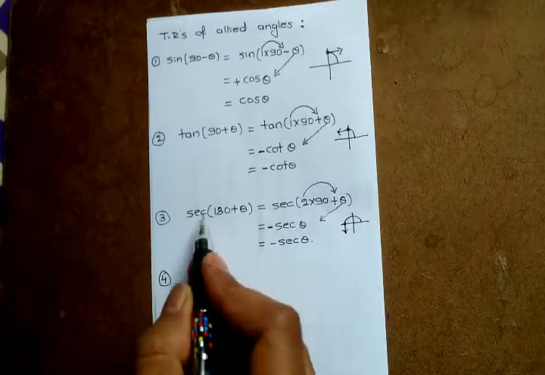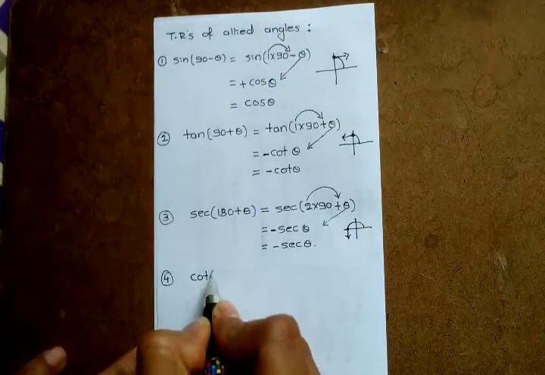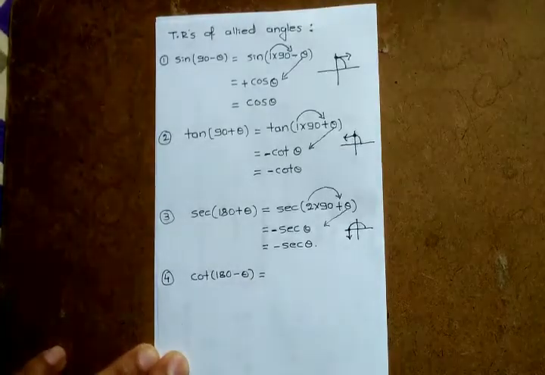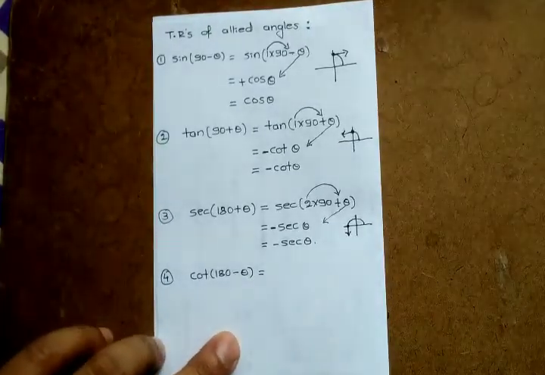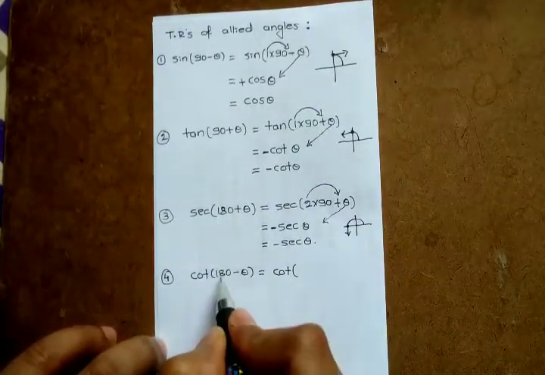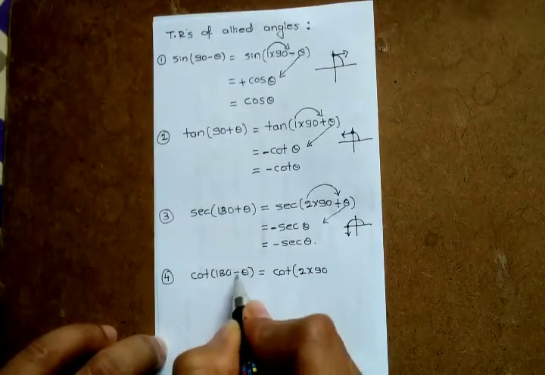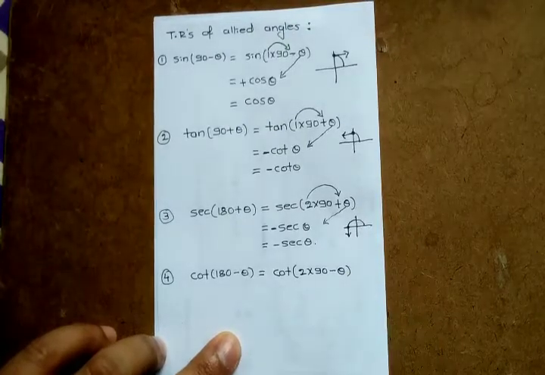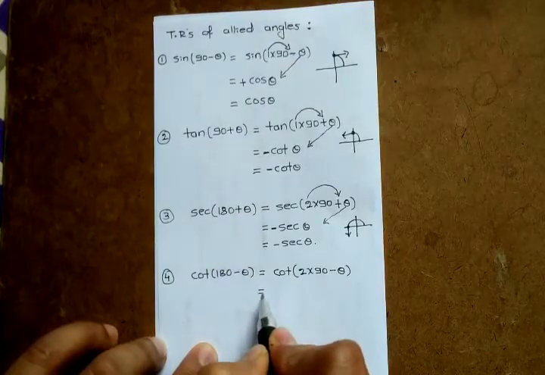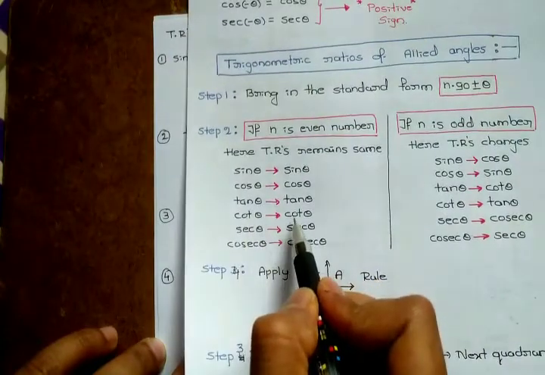Next you will understand. Instead of sec theta, I am going to take cot of 180 minus theta. So first step, bring it into standard form. Cot, and 180 can be written as 2 into 90, minus theta, keep it as it is. Again 2 is which type of number? Even number. If n is an even number, cot remains what here? Cot.